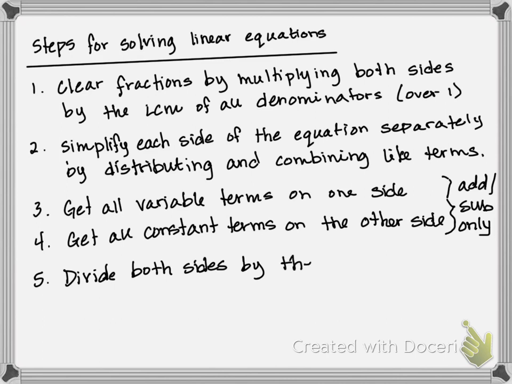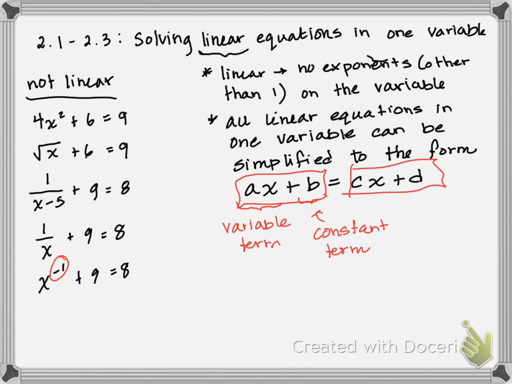by the coefficient of the variable. The coefficient is the numerical factor within that variable term. So in this case, the coefficient of x is a. Over here, the coefficient of x is c. So it's what your variable is being multiplied by.